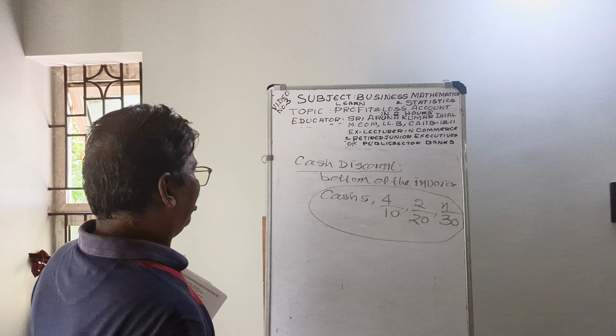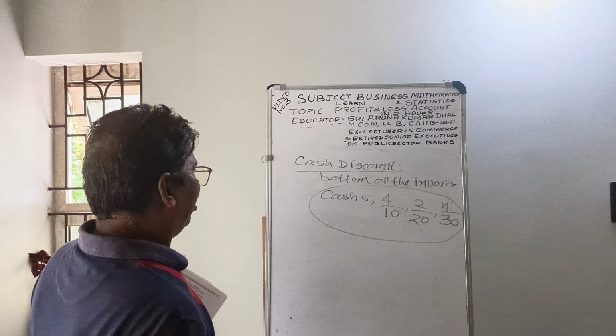Suppose this is the question. An invoice of rupees 10,000 is made with the terms: cash 5%, then 4% by 10 days that I discussed, 2% by 20 days, and net by 30 days. Find the amount payable by the debtor and the rate of interest allowed to him if he pays.